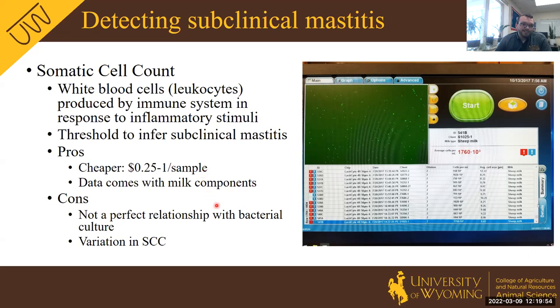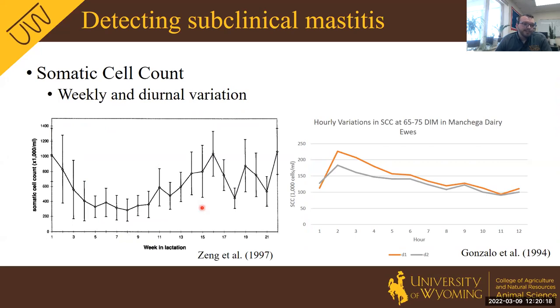And then there are some cons with using somatic cell count to infer subclinical mastitis, in that it's not a perfect relationship with bacterial culture. So even if there's a low somatic cell count, that doesn't necessarily mean that she's not going to have bacteria within her milk samples. And somatic cell count is actually highly variable throughout lactation as well. So there's weekly and diurnal, or hourly, variation.